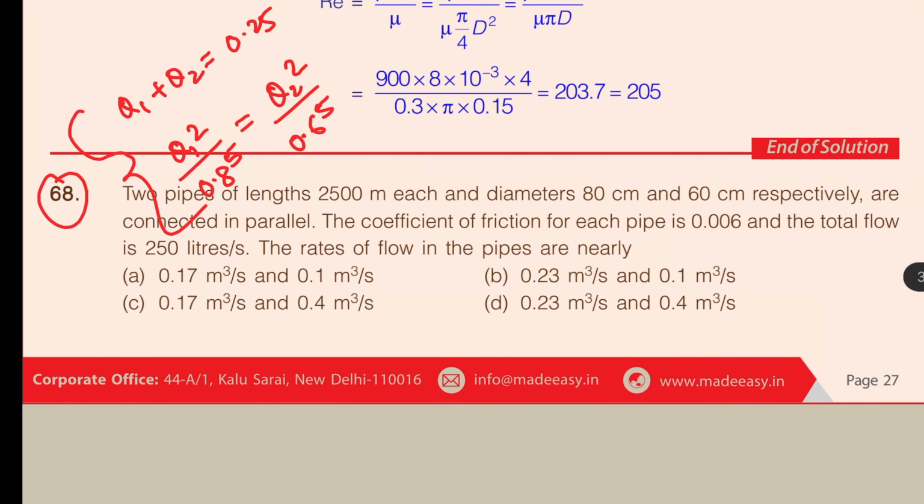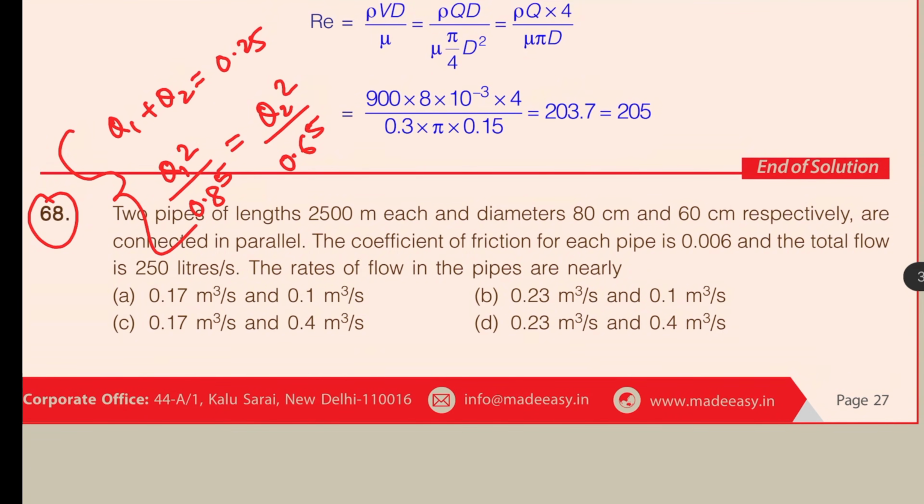Now solving these two equations in exam within limited time with accuracy is next to impossible. So what we are going to do here, we will take a look at the first equation only and then we will compare all the options against this equation only. So let's see. In option A, the summation will be 0.27. In option B, the summation will be 0.33. In C, it will be 0.57. In D, it will be 0.63.